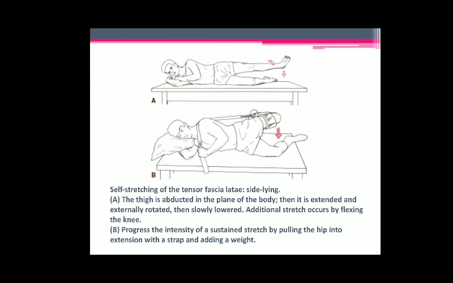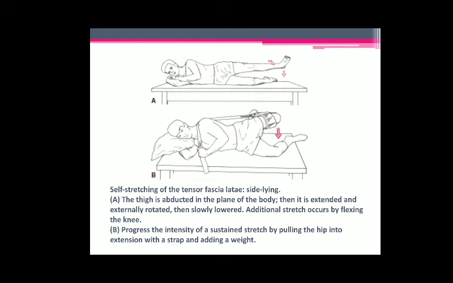Another position for tensor fasciae latae is in side lying. The thigh is abducted in the plane of the body, then it is extended and externally rotated, then it is brought to a slightly lowering position. Additional stretch can be added by flexing the knees.